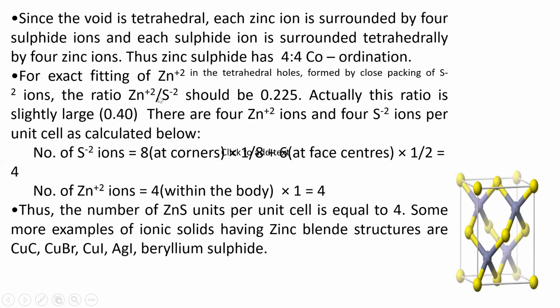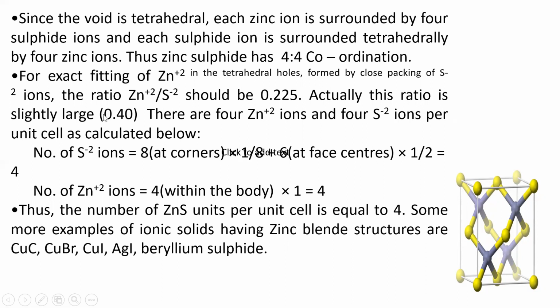Since the void is tetrahedral, each zinc ion is surrounded by 4 sulfide ions, and each sulfide ion is surrounded by 4 zinc ions. Thus, zinc sulfide has 4:4 coordination. Hence, the coordination number of zinc with respect to sulfur is 4, and the coordination number of sulfur with respect to zinc is also 4. So, for exact fitting of zinc ions in the tetrahedral holes formed by close packing of sulfide ions, the radius ratio of zinc to sulfur should be 0.225.